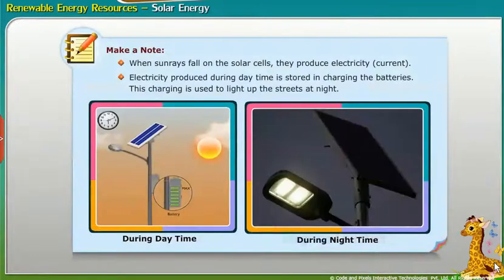Make a note. When sun rays fall on the solar cells, they produce electric current. Electricity produced during daytime is stored in charging the batteries. This charging is used to light up the streets at night.